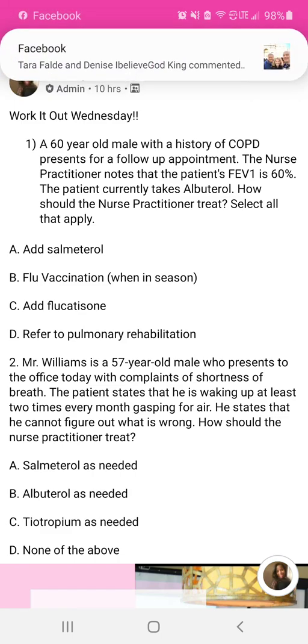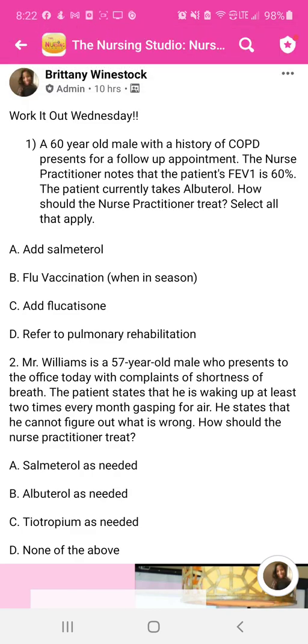Question number 2 says, Mr. Williams is a 57-year-old male who presents to the office today with complaints of shortness of breath. The patient states that he is waking up at least 2 times every month, gasping for air. He states that he cannot figure out what is wrong. How should the nurse practitioner treat?